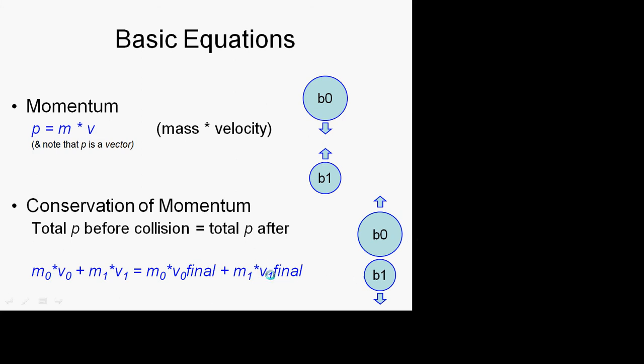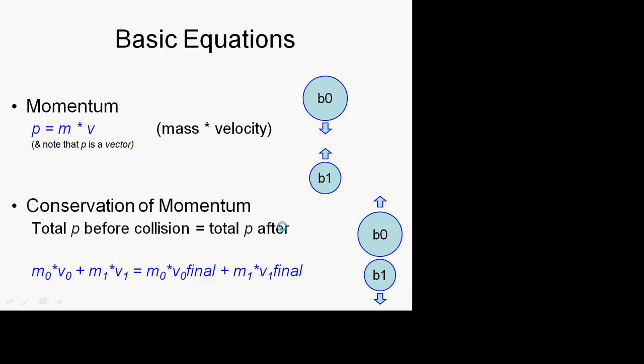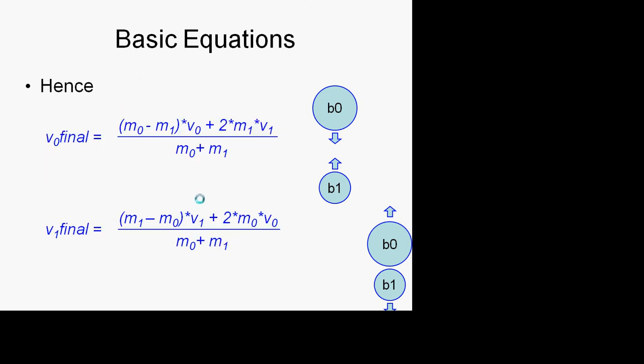We've also got the basic kinetic energy equation. Again, this is conserved, so we've got half mv squared on the first ball, half mv squared on the second ball, and again, these must add up to be the same before the collision and after the collision. So we know that both the momentum before the collision and after can't change, and kinetic energy before and after can't change. Now, if we take those two equations, we can work out the velocity after the collision of the first ball and the velocity after the collision of the second ball, and these are the basic equations.